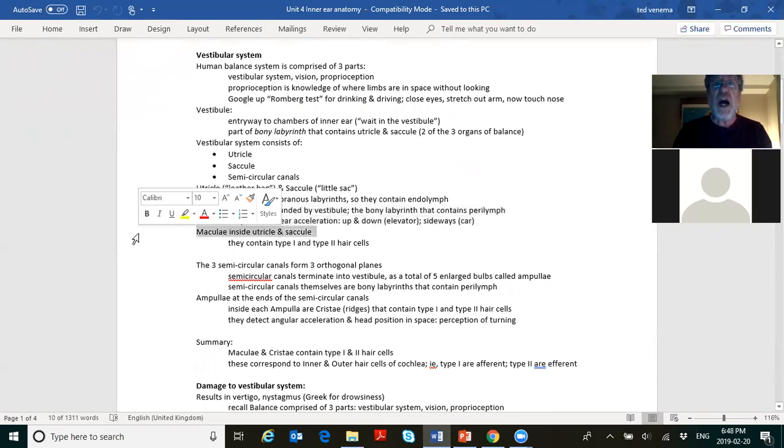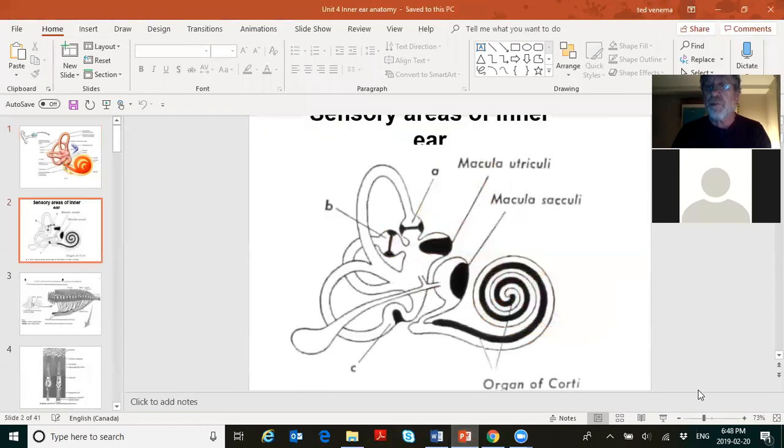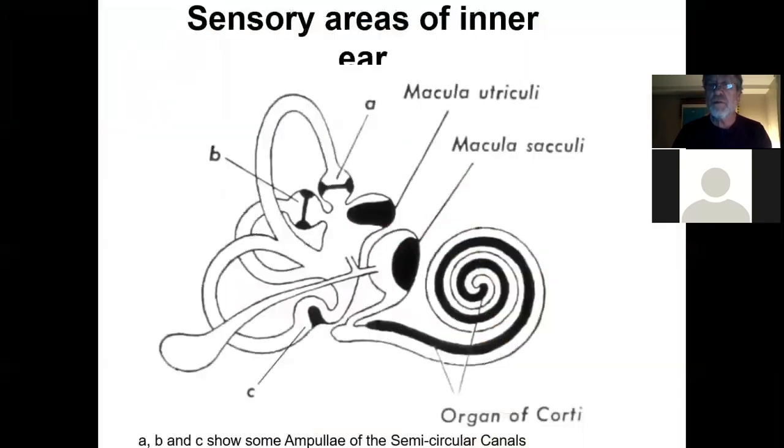Maculae inside the utricle and saccule contain type 1 and type 2 hair cells. Let's take a look. Here's the membranous labyrinth of the cochlea. Here's the bony labyrinth of the cochlea. The white is bony labyrinth, the black here is membranous.